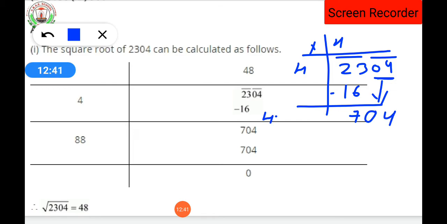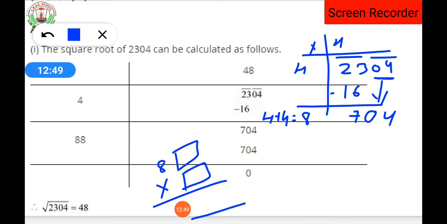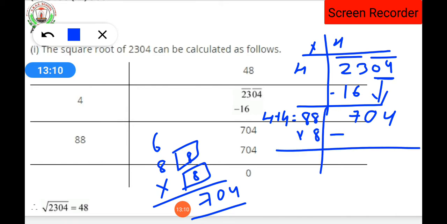Now 4 plus 4 is how much? 4 plus 4 is 8. Now this 8 will be multiplied by which number to get the answer 704? Now you have to think of a number so that you can get the answer 704. So that number is 8. 8 8s are 64, 6 will be carry. Again 8 8s are 64, 64 plus 6 is 70, isn't it? So here the number 8 will be multiplied in order to get 704. Now subtracting 704 from 704, you will get 0, and this 8 will be written here as 48.